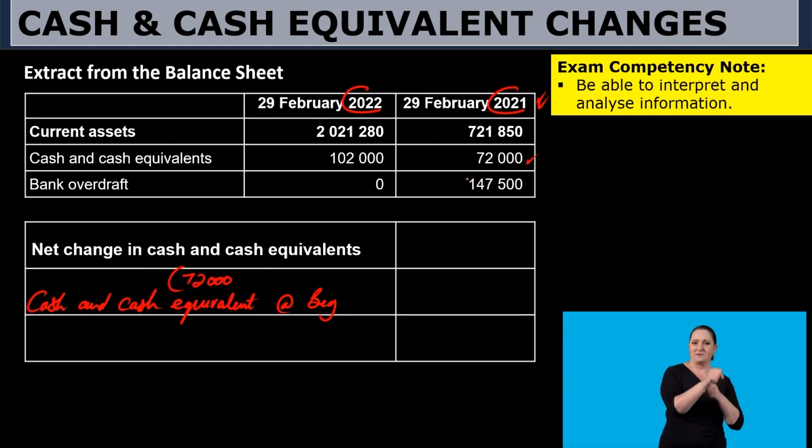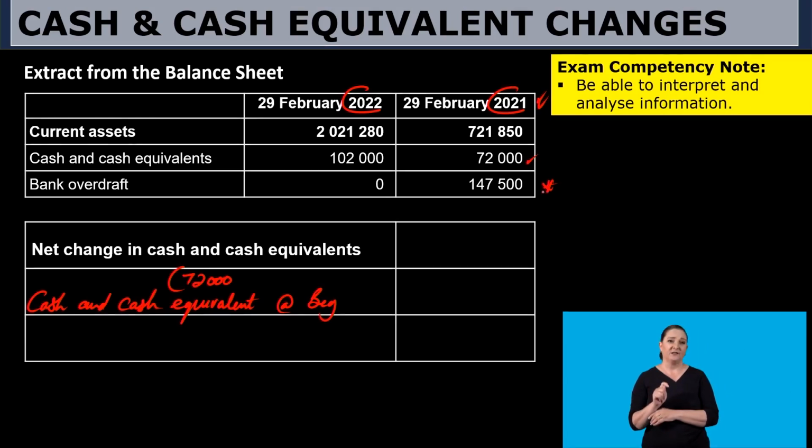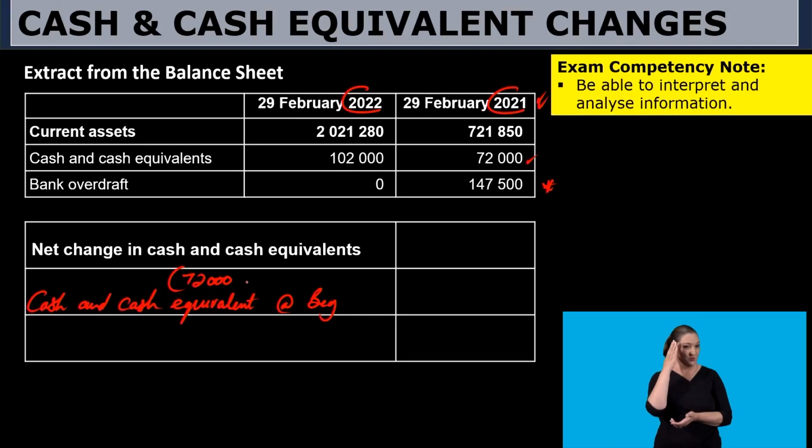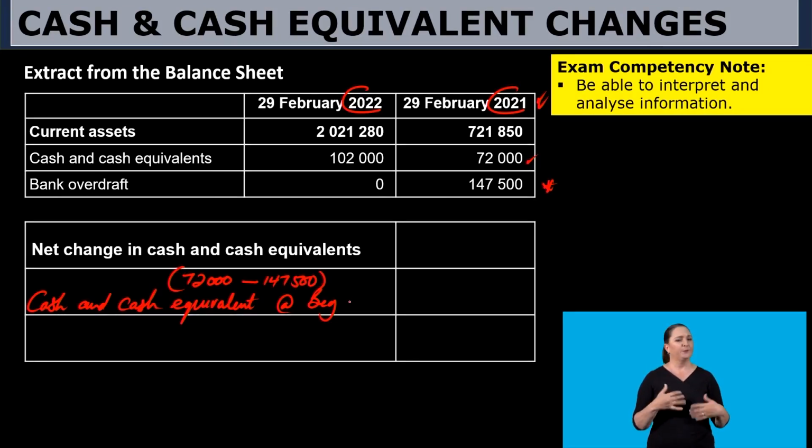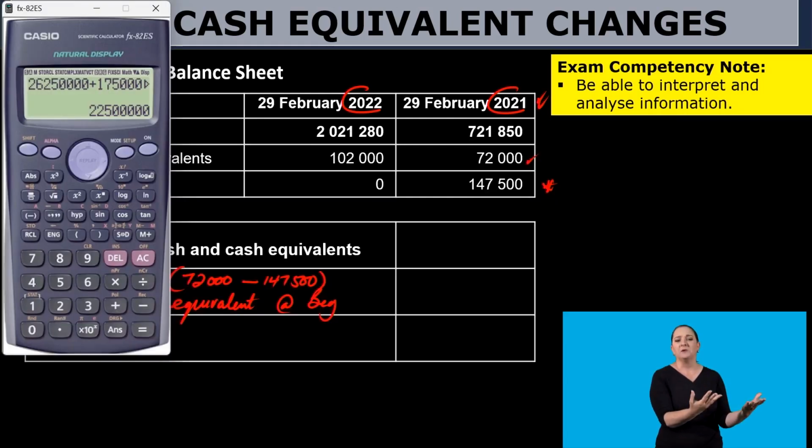But in the same year, I have a bank overdraft. This is where some of the learners will not record this bank overdraft. This is a very huge mistake. You have to record this bank overdraft. And you know your bank overdraft is a liability. So you come and say minus 147.5. Okay, so very important. Never forget to record the bank overdraft. All right, let's see how much this is going to give us.